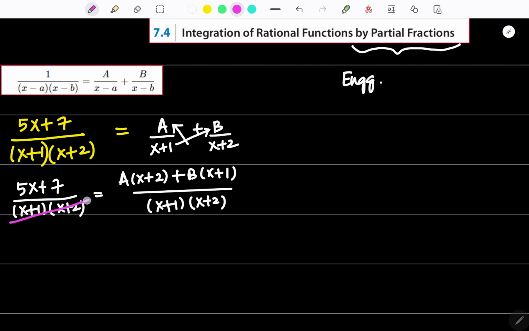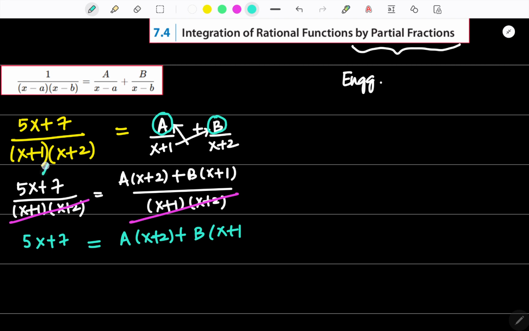After that, the left side and right side denominators get cancelled. So you're going to get 5x plus 7 is equal to a times x plus 2 plus b times x plus 1. What is my job? My job is to find this a and b. That means this product function, I made it into plus. So how do you find a and b? Suppose I want to find a, I want to close this b. Suppose I want to find b, I want to close this a, right?